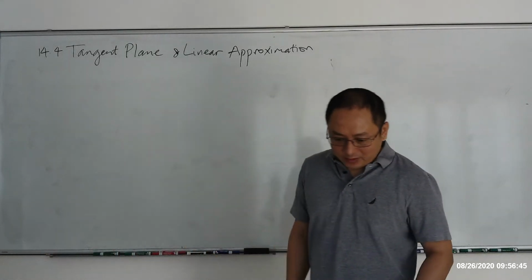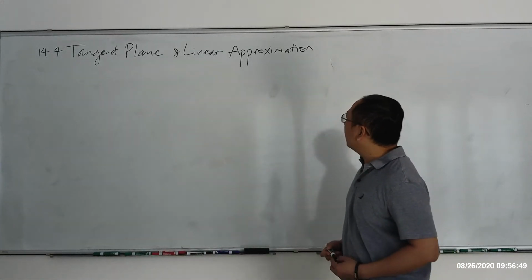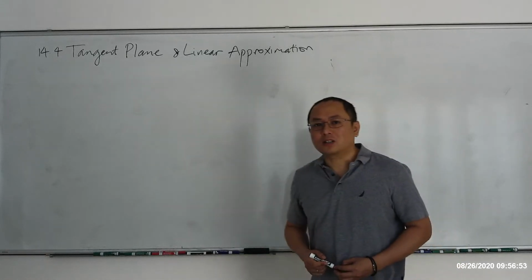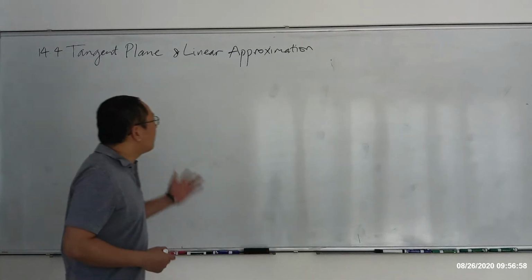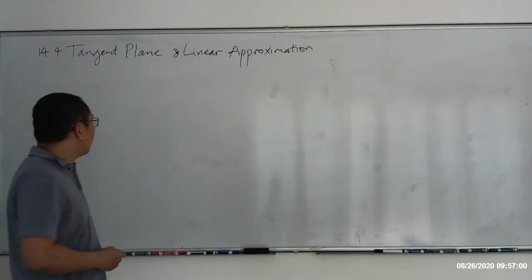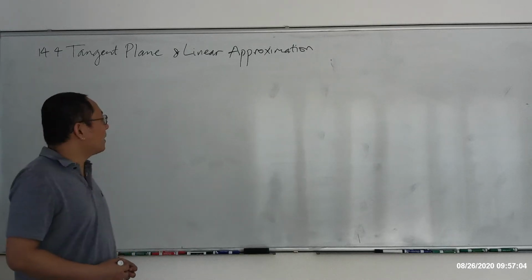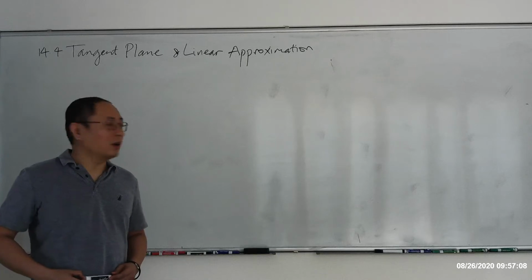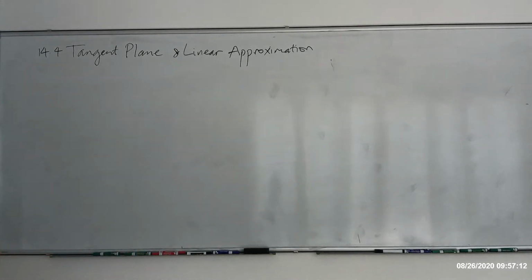Hello everyone. Today I'm going to be talking about the tangent plane and linear approximation of a multivariable function. It is section 14.4 in our textbook. Before we start, let me recall the tangent line and linear approximation for a single variable that you have learned already in Cal 1.